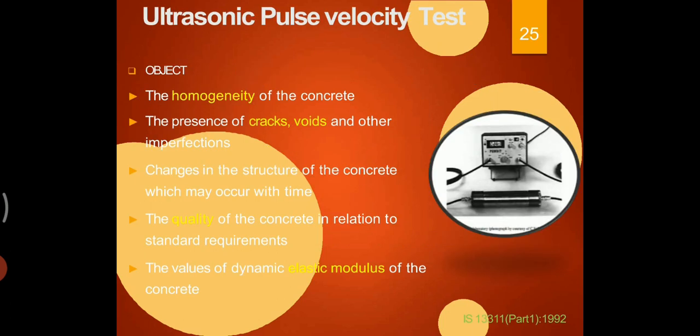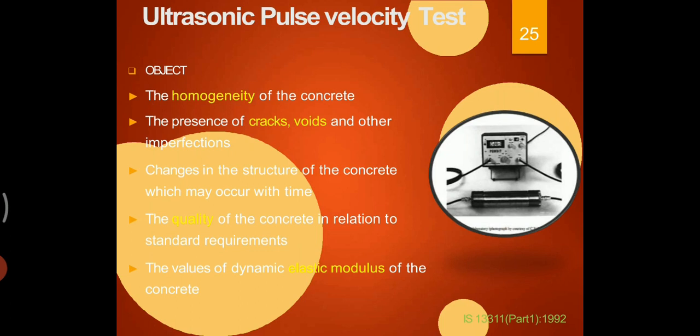So the next test is the ultrasonic pulse velocity test. This is another NDT equipment that is normally used to determine the strength of concrete. Here we can check the homogeneity of concrete. With ultrasonic pulse velocity, we can find how homogeneously the concrete is cast.